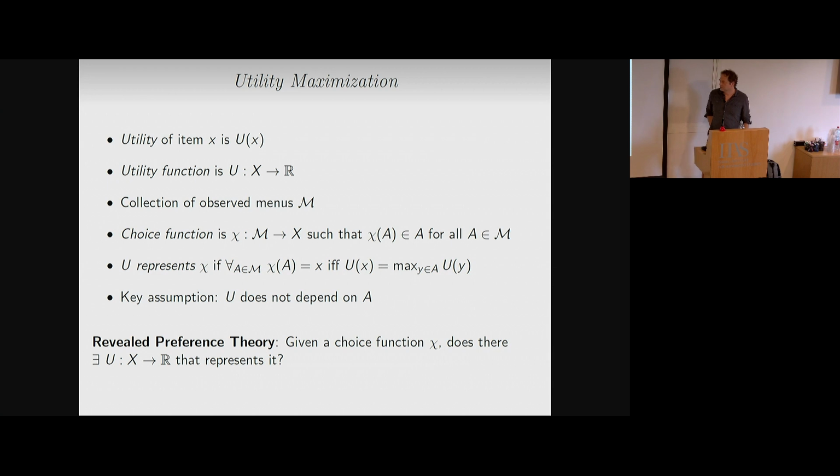Good. So revealed preference theory is asking what are the kinds of choice functions that can be rationalized by utility maximization, that can be represented. And the key assumption in all of this is the utility function does not depend on the menu. Your utility is not affected by what is available to you. It's something that you enter with into the choice problem. If you make utility dependent on the menu, anything goes. Any choice function can be rationalized. So that's not a very interesting model.